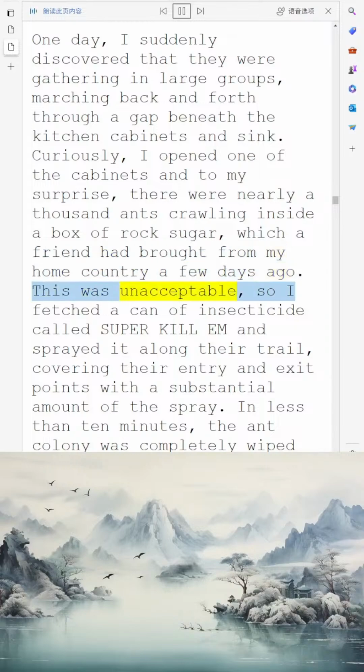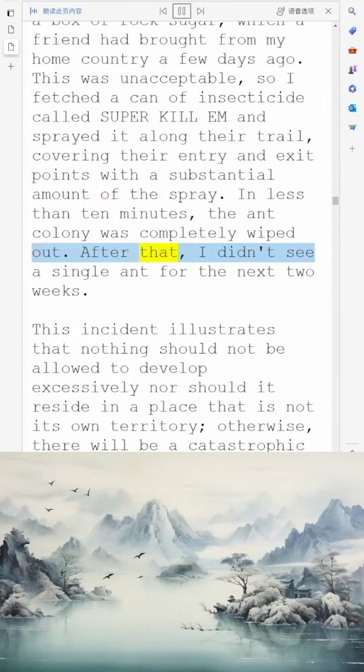This was unacceptable, so I fetched a can of insecticide called Super Kill EM and sprayed it along their trail, covering their entry and exit points with a substantial amount of the spray. In less than 10 minutes, the ant colony was completely wiped out. After that, I didn't see a single ant for the next 2 weeks.